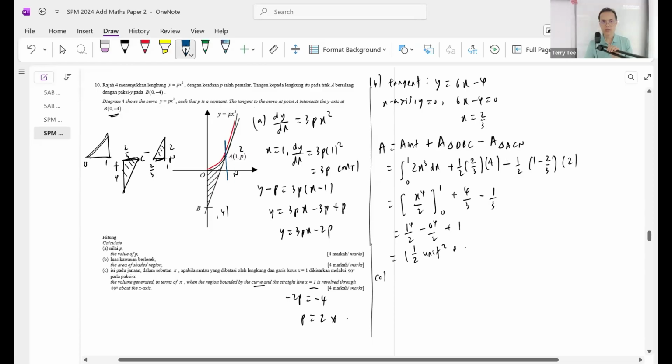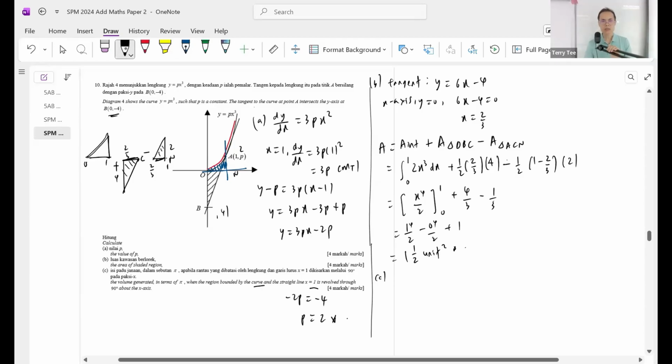Now, actually, they should mention one more thing. The area bounded by the curve, x equals 1 and the x-axis. It's not stated here; they should mention the x-axis. The region is rotated 90 degrees, sorry, about the x-axis.